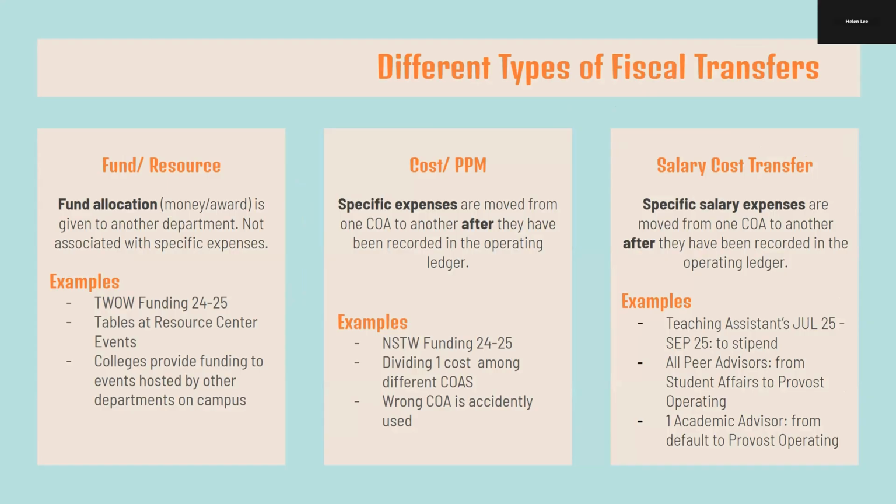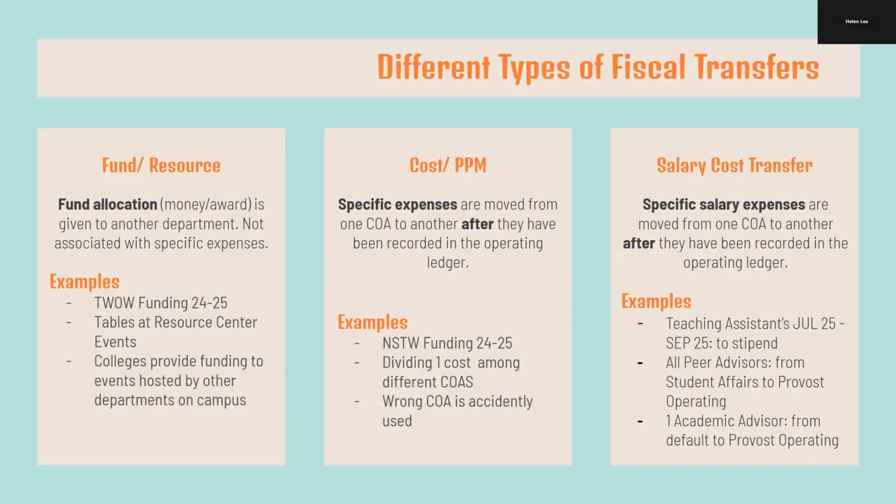So some examples of this would be the TWOW funding for years 24-25, providing funding for tables at a resource center event. Think of this as money that is given before an event happens or money that is given for one event, not one specific expense for that event.